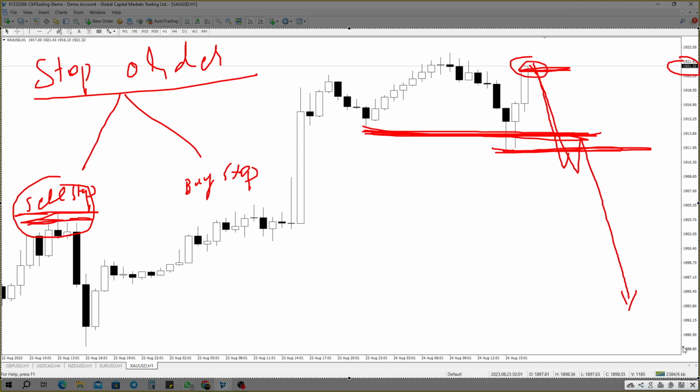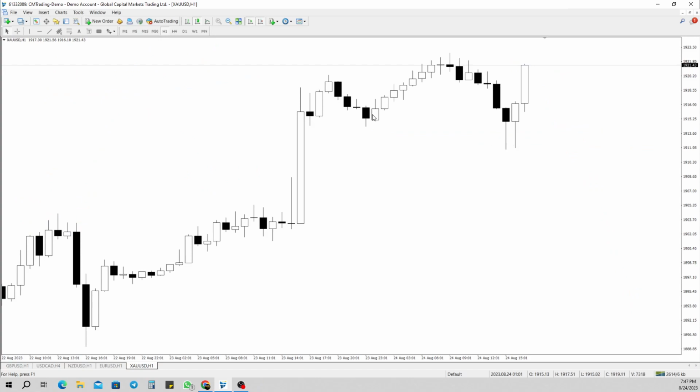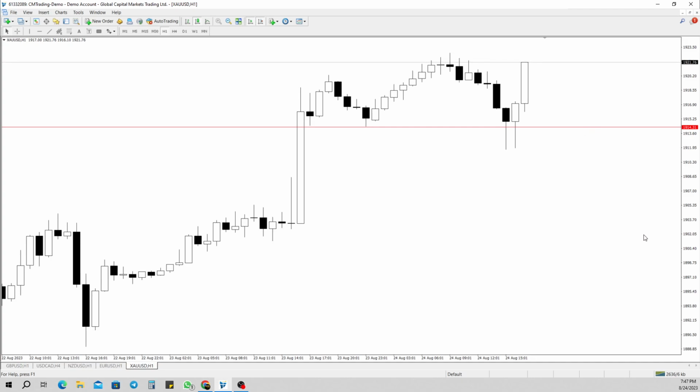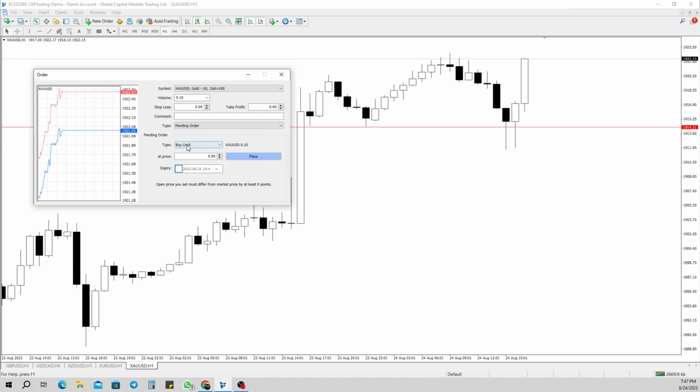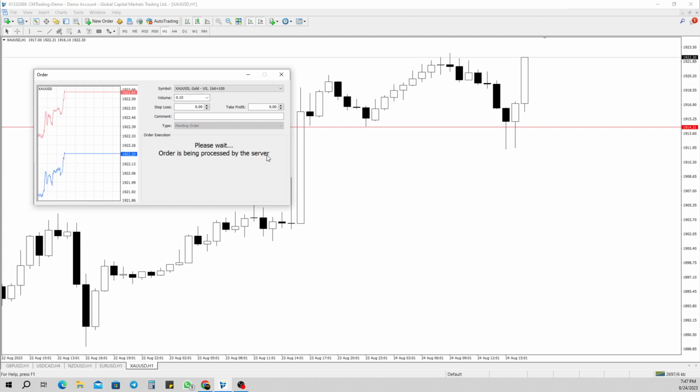So for example, you want to enter a sell around this area, for example this support, and you want to say that okay, if the price moves lower than this support, I will enter a sell. So in this case, you are going to use a sell stop. So what you have to do is go on the new order, select pending order, and then select sell stop. Now you're going to place that price. So for example, this is 1914 in this case, so you are going to put 1914 and just place.